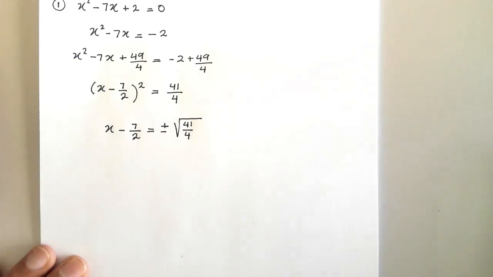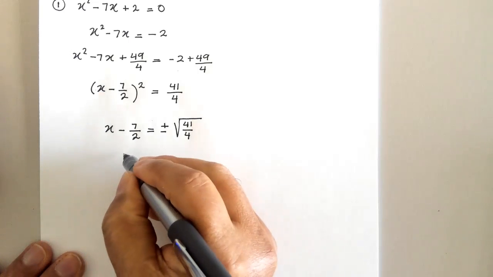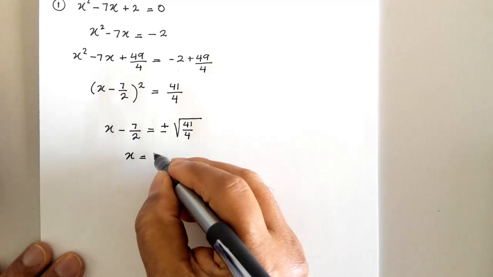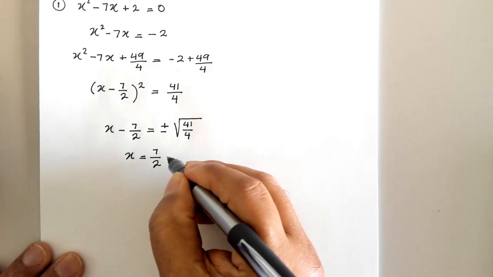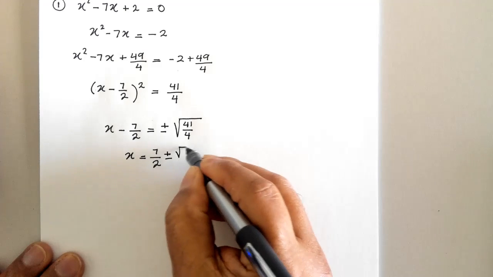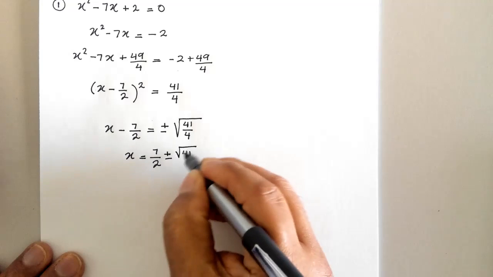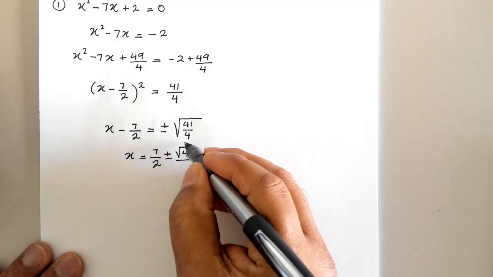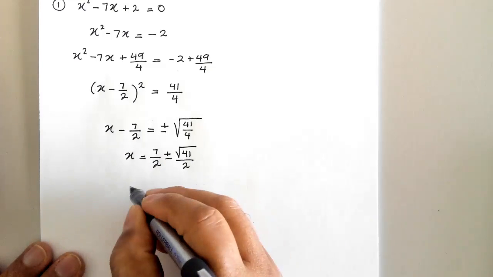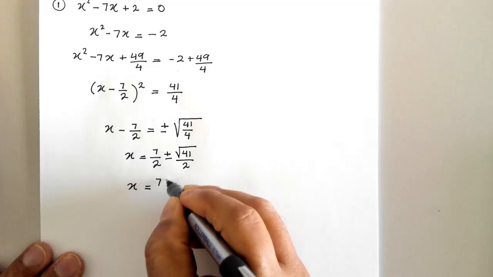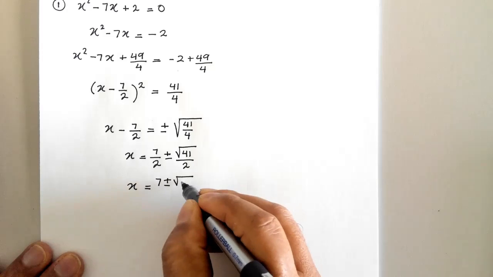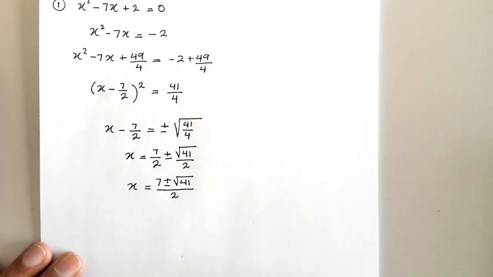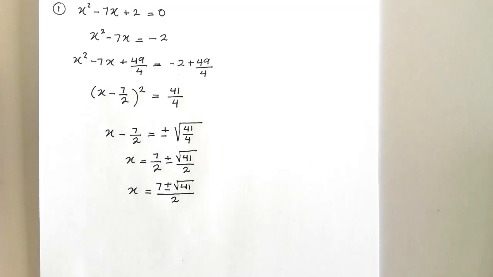The next step is to simplify. So we're going to say x is equal to 7 over 2 plus or minus square root of 41. We cannot simplify the square root of 41, but we can simplify the square root of 4, which is 2. And then finally we have 7 plus or minus square root of 41, divided by 2. So that is the answer for that question.